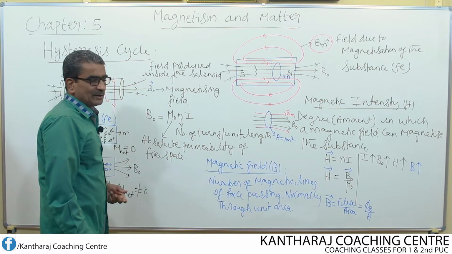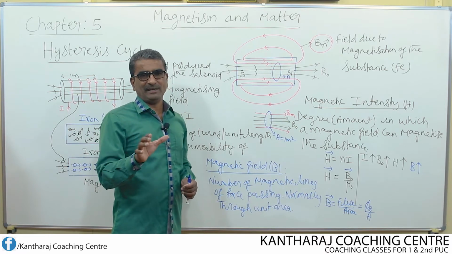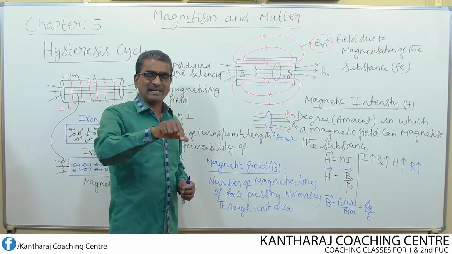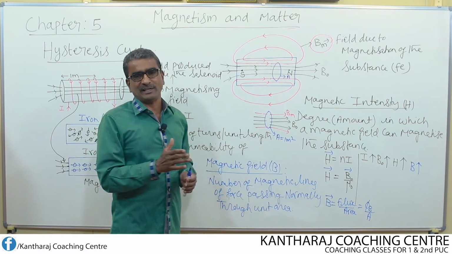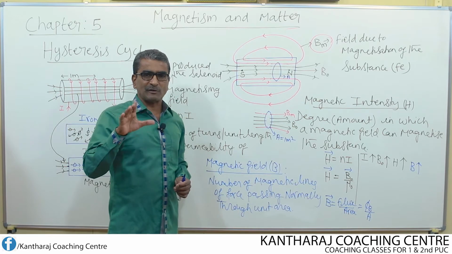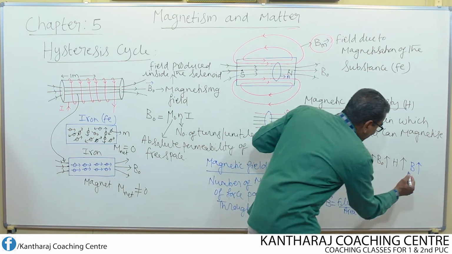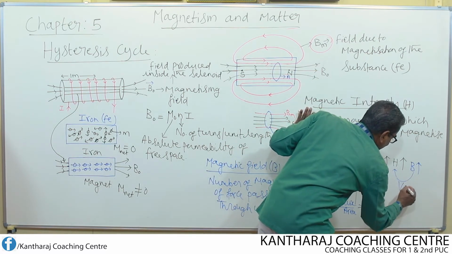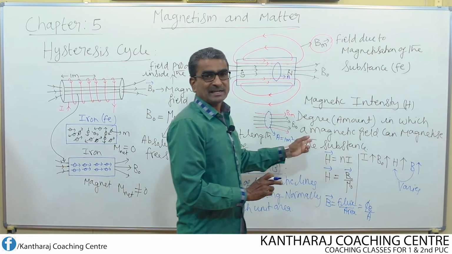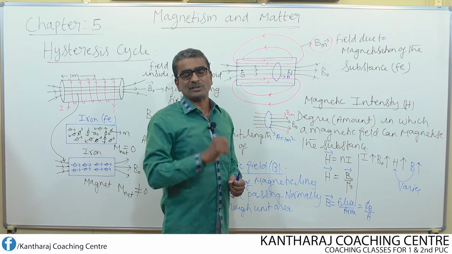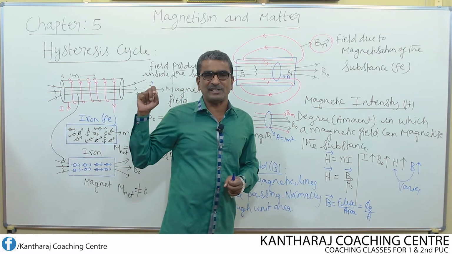In case of the hysteresis cycle, what we do is magnetize a magnetic material, and we demagnetize it again. So magnetization, demagnetization, that is what we do in case of the hysteresis cycle. During the process of magnetization and demagnetization, how the value of B varies with H, how the value of the magnetic field varies with magnetic intensity, that we are going to study graphically. Now let us try to understand what is meant by the hysteresis cycle.